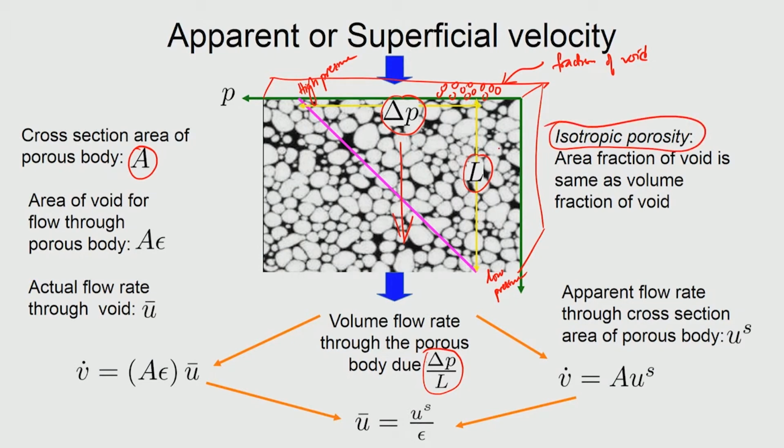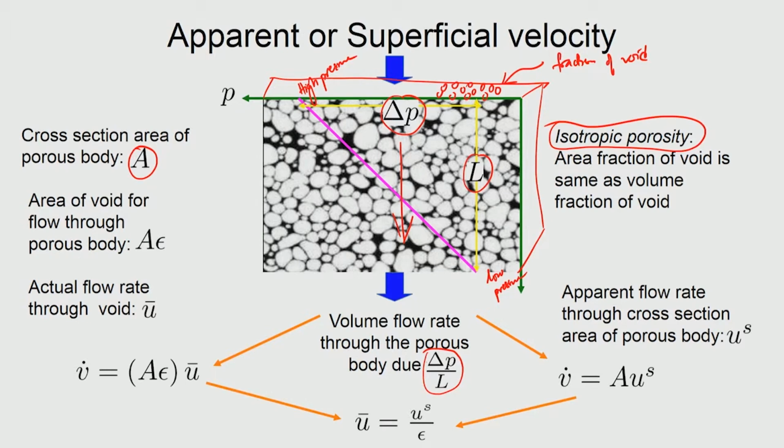So, what we mean by isotropic porosity is that the area fraction of void is the same as the volume fraction of void. It is also the same as the length fraction of void. If you draw a line in a random direction and count how many segments of the line fall in the solid and how many fall in the void, isotropic would mean that in any direction the way of counting will give you the same void fraction.